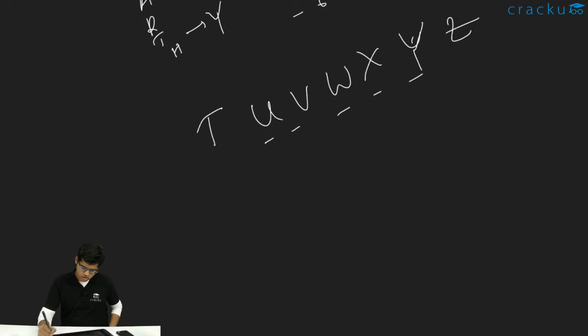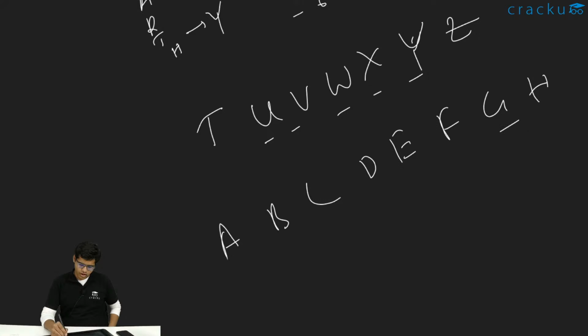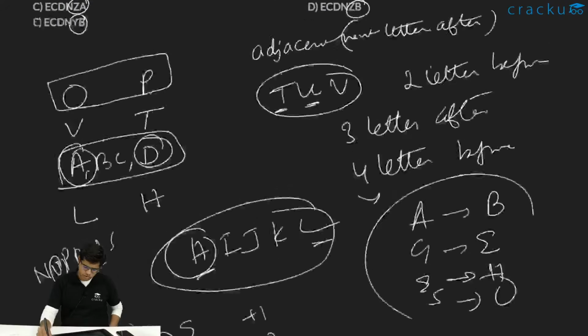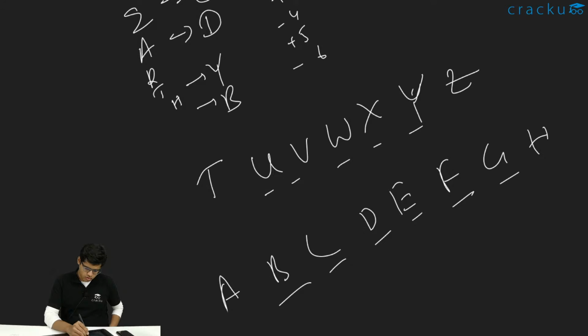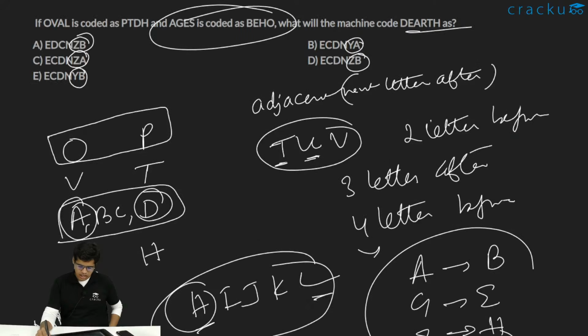And we are having H. So A, B, C, D, E, F, G, H. So before H, 6 letters: 1, 2, 3, 4, 5, 6. So it is B. So YB has to be at the end. So T coded as Y, H coded as B. So YB has to be the last two letters, which means option E is the correct answer. E, C, D, and YB. I hope it is clear, guys.